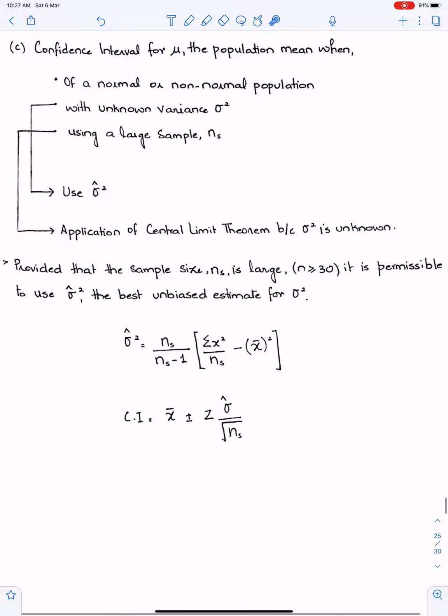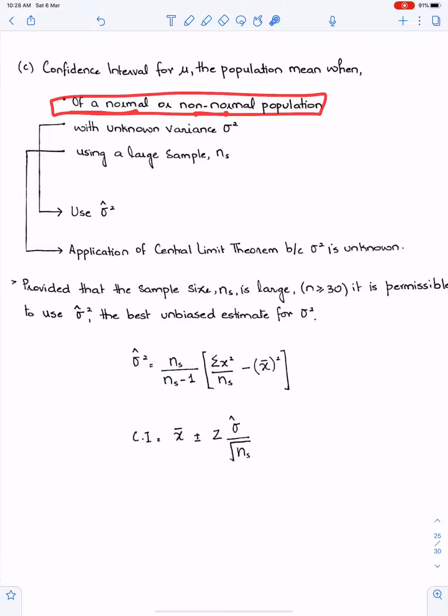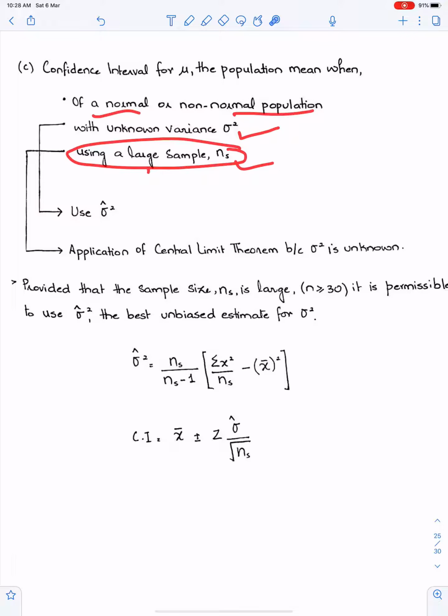This is the last confidence interval for mu, and in this the population may be normal or non-normal. This is for both, but the most important thing is sigma square is unknown and the sample size is large. So when the population is either normal or non-normal, variance is unknown and sample size is large, according to CLT the distribution of x bar is normal. This is the application of CLT.